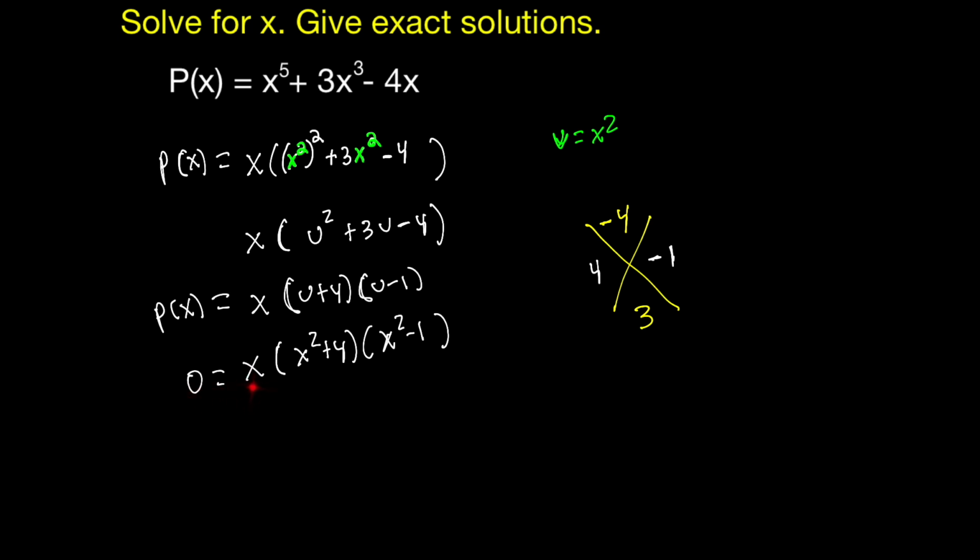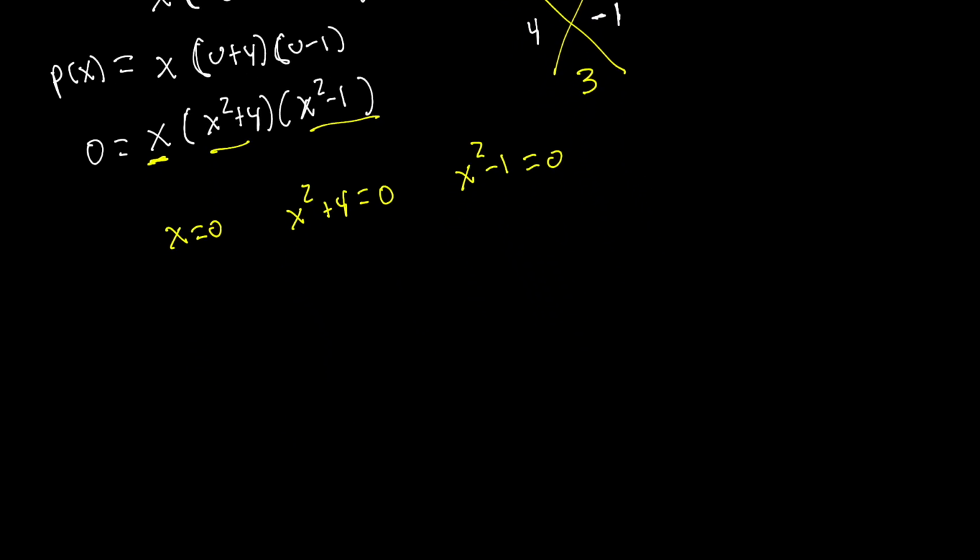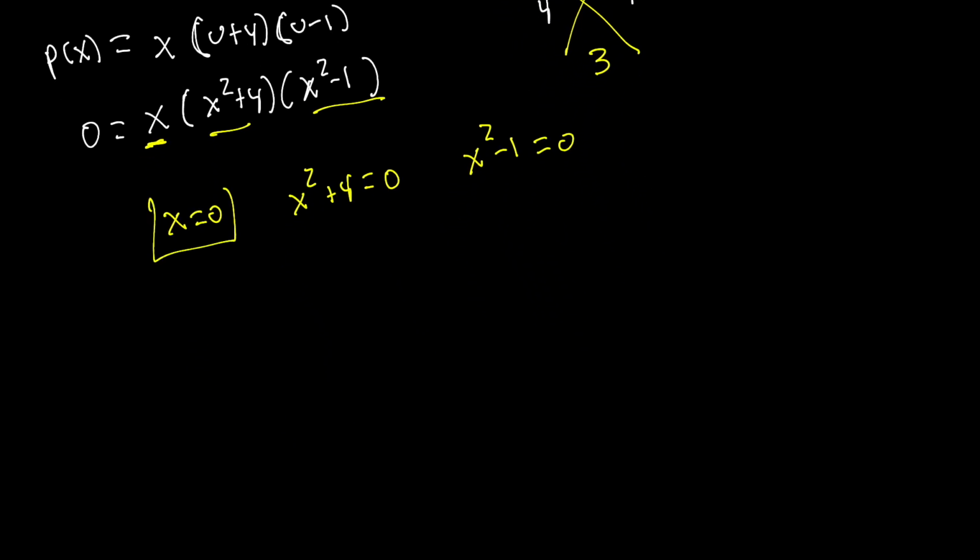And using the zero product property, I'm going to let each factor equal 0. So I get that x is equal to 0. I get that x squared plus 4 is equal to 0. And I get that x squared minus 1 is equal to 0. Now the first equation is already solved. x is equal to 0.